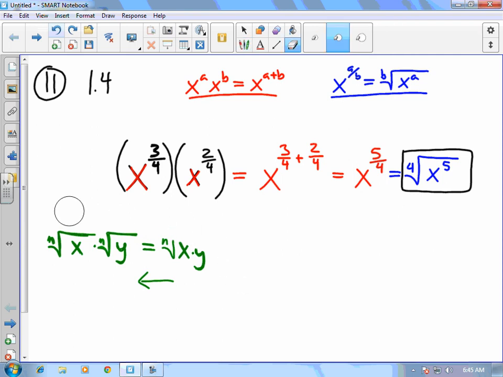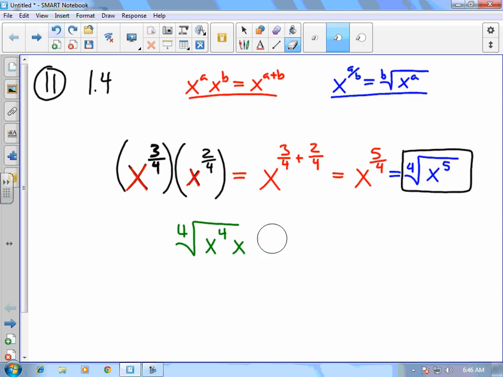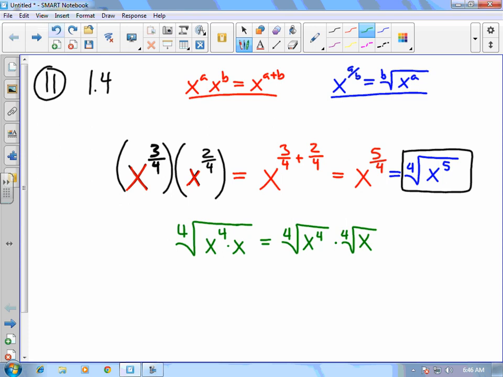So using that rule, over here with my 4th root of x to the 5th, the 4th root of x to the 5th is the same thing as the 4th root of x to the 4th times x to the 1st. And of course we don't need to write the 1 there. We can just write the 4th root of x to the 4th times x on the inside. And I can split this apart as the 4th root of x to the 4th times the 4th root of x. Okay, see what we did there? And if you really need to, we can leave that 1 there to help you understand.